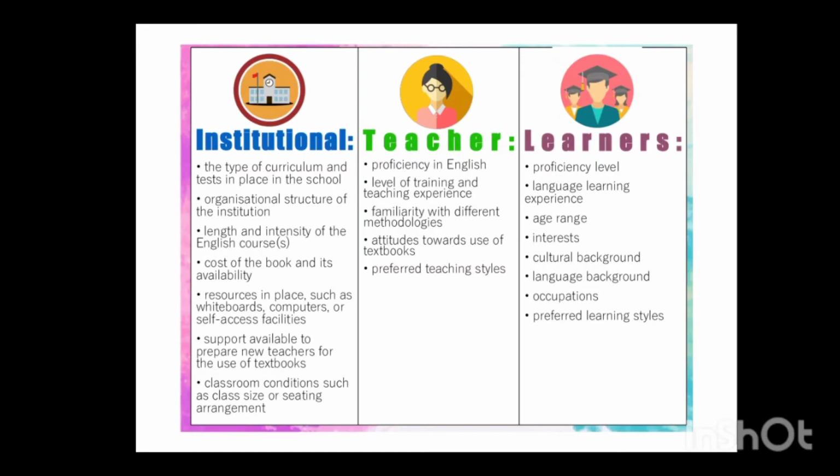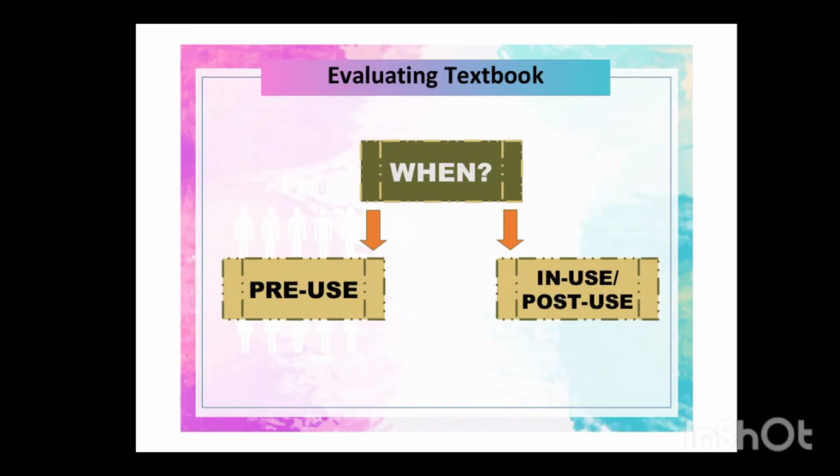Like the institutional, we have to analyze it from the classroom condition, and then from the teacher we have to see the teacher's proficiency, and about the learners we have to see the learners, like the age, the needs, the interest, the cultural background, and the proficiency level. And if we are going to evaluate a textbook, then we can do that in 2 times.